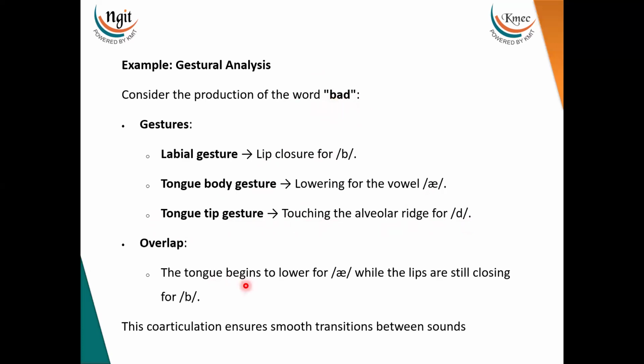So overlap, the tongue begins to lower for A while the lips are still closing for B. Bad. Okay. This co-articulation ensures smooth transition between the sounds.